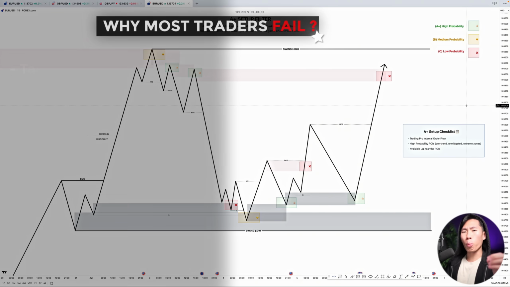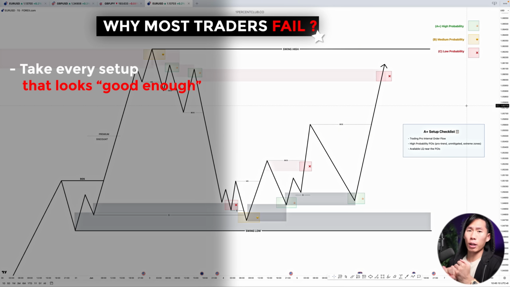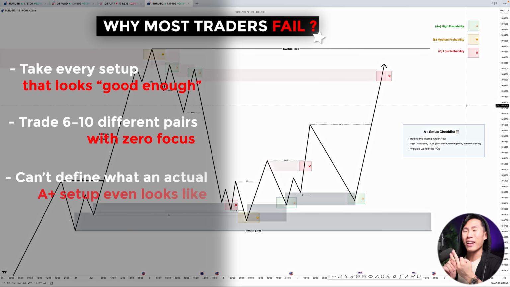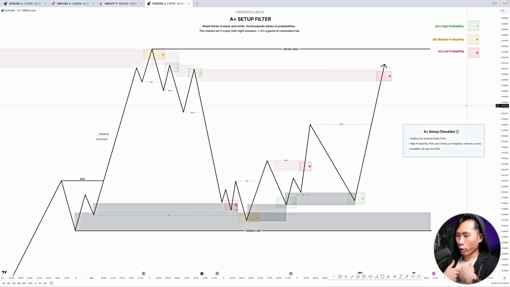Now, most traders fail because they trade every single setup that looks good enough. They trade 6 to 10 different currency pairs with zero focus whatsoever. And most importantly, they can't even define what an actual A+ setup looks like. Now, I used to be the same. I would take mediocre trades every single day, thinking that more trades equal more money. But the truth is, one A+ setup is all you need to flip your entire week.